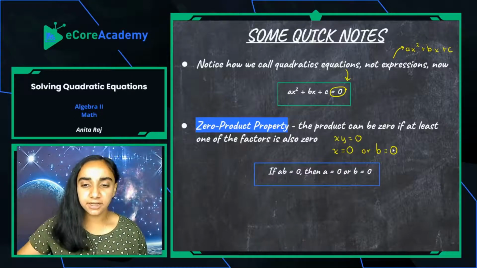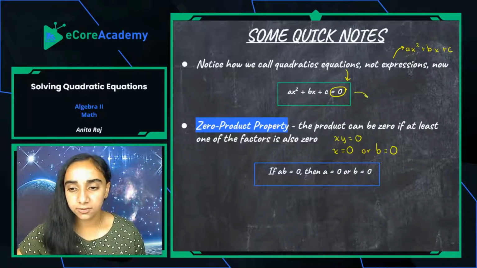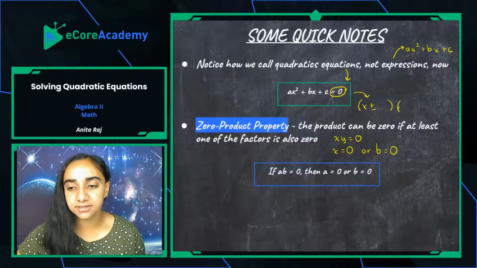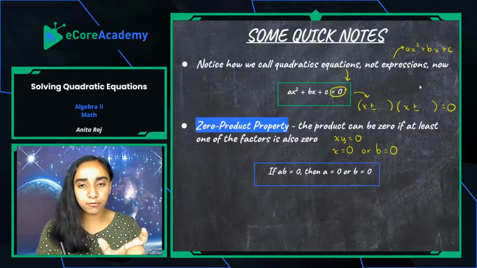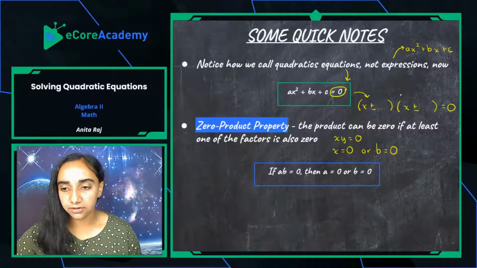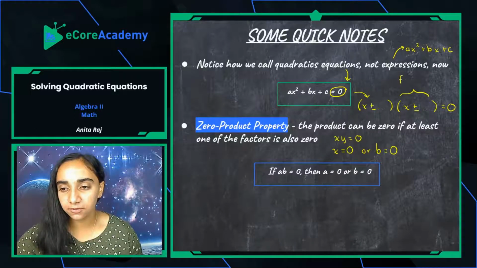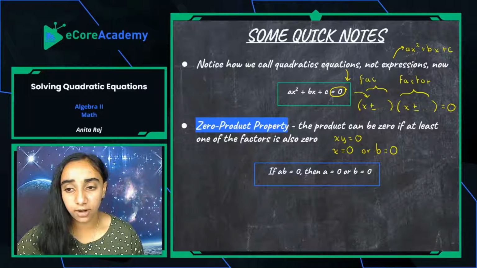So when we factor this ax squared plus bx plus c, like I said, we get something that looks like this. We get x plus or minus some number times the quantity x plus or minus some number equals 0. So how do we apply the zero product property to that? Think of that first set of parentheses and that second set of parentheses. Think of each of these as factors. Think of this set of parentheses as one factor, and this set of parentheses as another factor. And then 0 is your product.